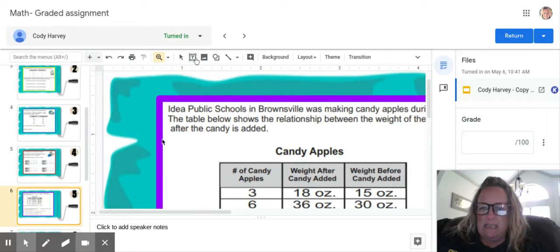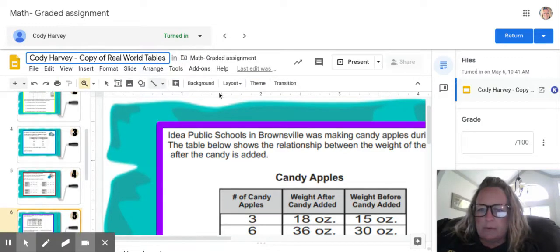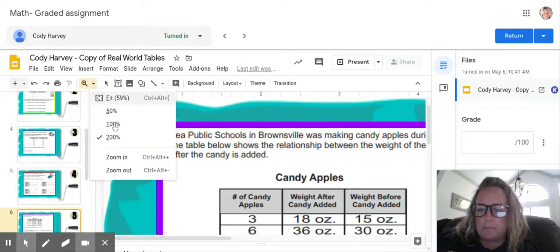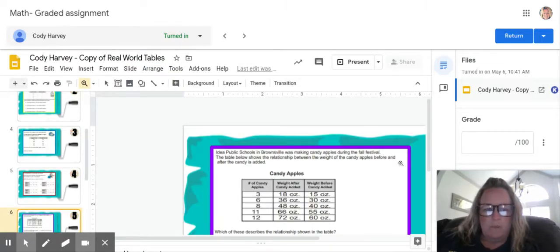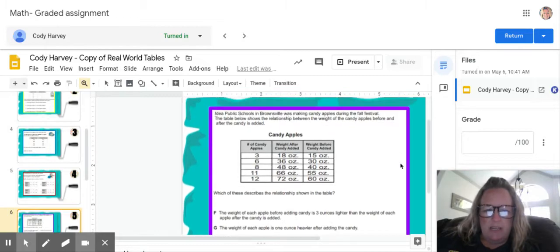I zoomed in. Let me zoom out a little bit so we can see it. Oh, where did it go? Here we go. Okay, so here it is right here.